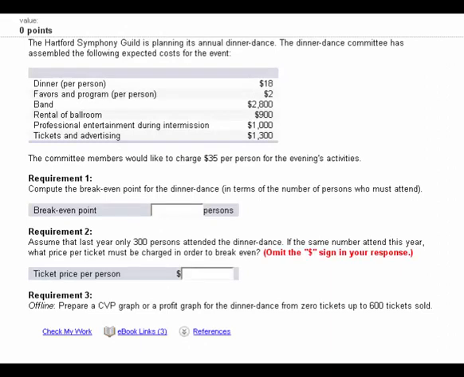Next we'll read requirement 2, which is this area in here. Assume that last year only 300 persons attended the dinner dance. If the same number attend this year, what price per ticket must be charged in order to break even?